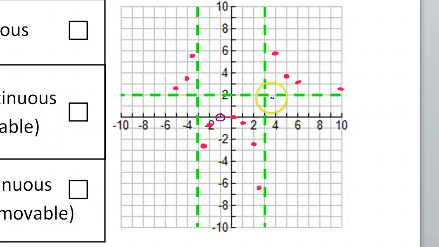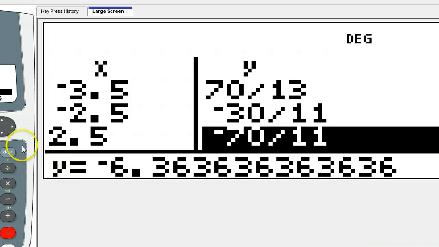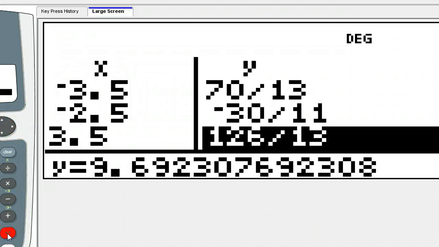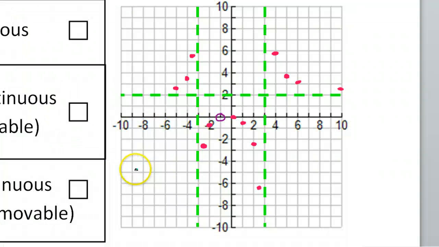And one more. Right here next to this asymptote, I'm talking about 3.5. Let's take a look at that. Okay, that is 9.7. Okay, so at 3.5, I'm all the way up here at 9.7. Alright, I'm almost off the chart.